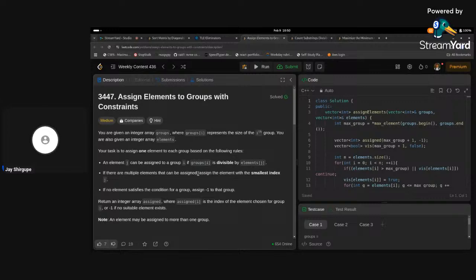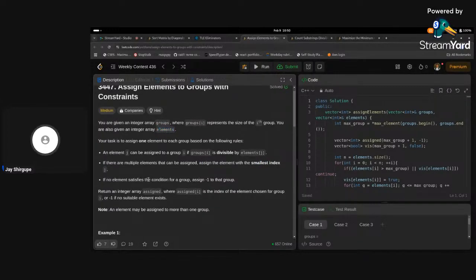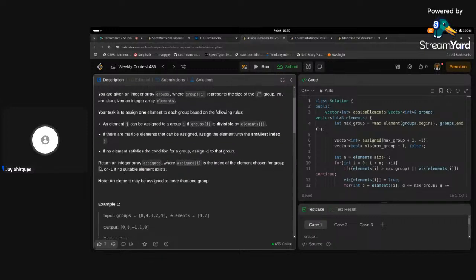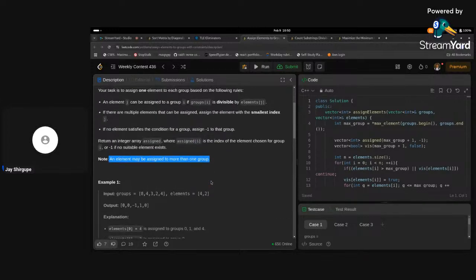So if you have a group of size 4, then you can assign it element 2, because 2 divides 4, but you can't assign it element 3. Also, if there were multiple elements that could be assigned, then you have to assign the element with the smallest index, basically the element that comes first in this array. And if there was no element that could be assigned, then you had to assign -1 to that group. We had to follow all these rules and return the assigned array, where assigned of i was the index of the element that was assigned to this group. Also, you could assign an element to multiple groups, so that was allowed. Let's go over an example to understand this better.